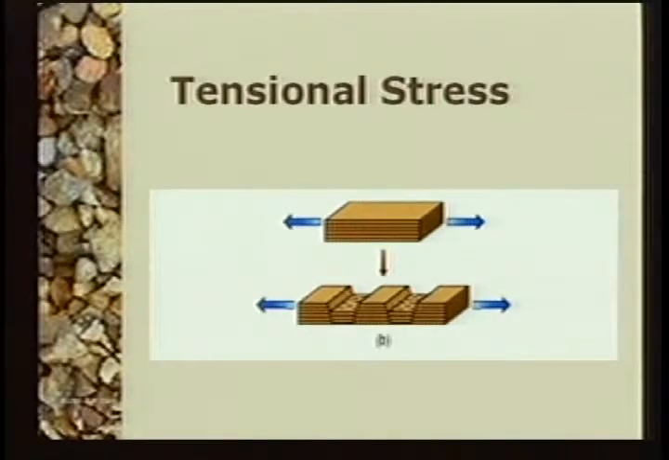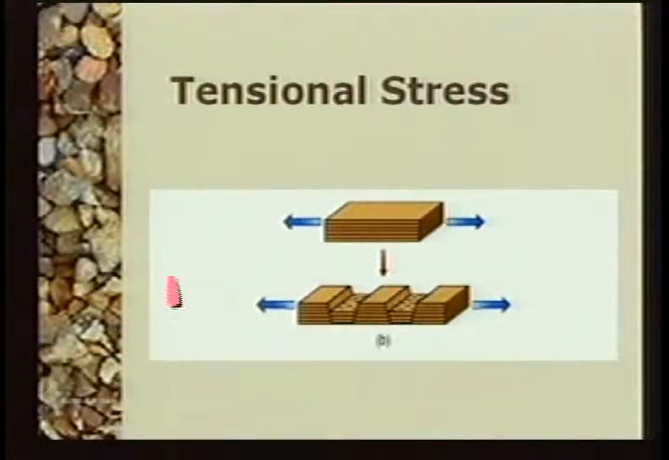Tensional stress is just the opposite. We see in this diagram that we have stress in which something is pulled apart in opposite directions. Tensional stress. And guess what? That's most commonly associated with spreading ridges and divergent plate boundaries. The slide will also show you what a common result is of this tensional stress. We have faulting, and it's a special kind of faulting. This is normal faulting.